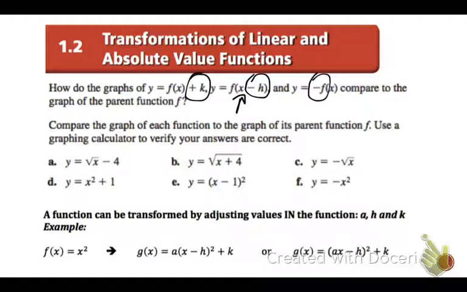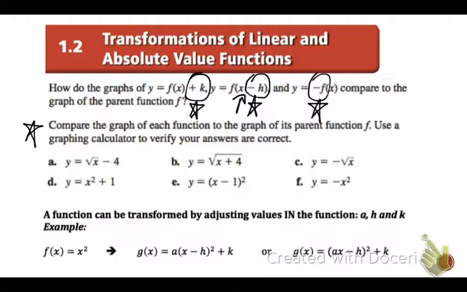So in general, what does it do when you add a value at the end, when you add or subtract a value to the input, if you make the output negative? So you're going to compare the graph of each function with the graph of its parent function. Use a graphing calculator to verify that your answers are correct.